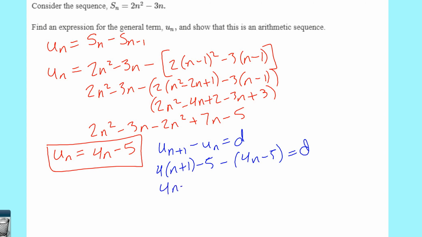So we get 4n plus 4 minus 5 minus 4n plus 5. That's nice because a lot of stuff cancels, and we get 4 equals d. So our difference is 4. Our difference is common. It's constant. It's never changing. We should not get something with a variable. So this is great news. Perfect.